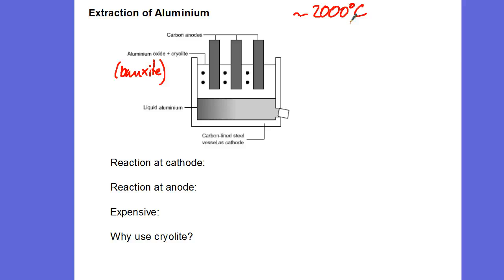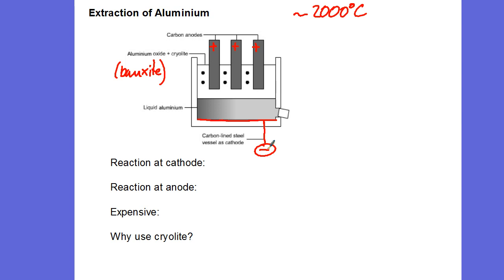So, what happens here? Well, if you see, we've got our reaction mixture in the cell here. We've got carbon anodes which stick into the cell. Okay, so those are our positive electrodes. And then we've got a cathode which lines the bottom of the cell. And the cathode is negative. I hope you remember that.